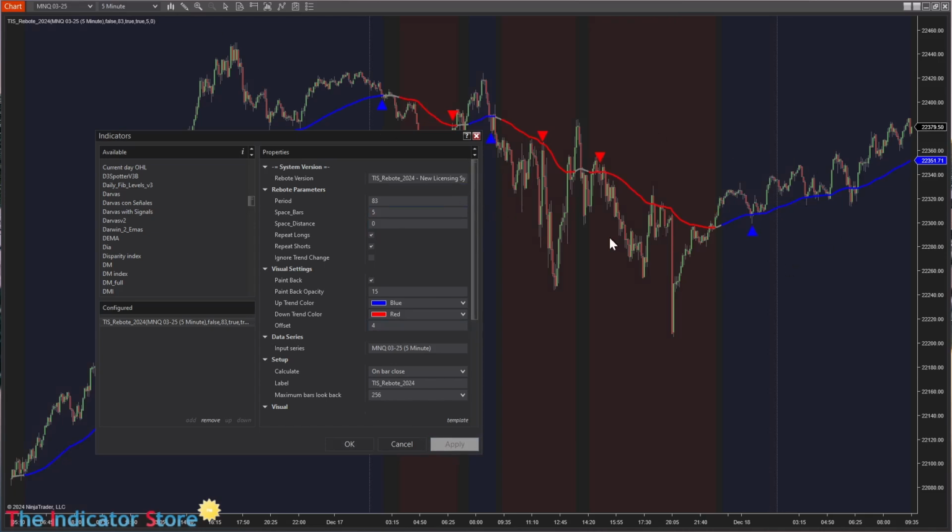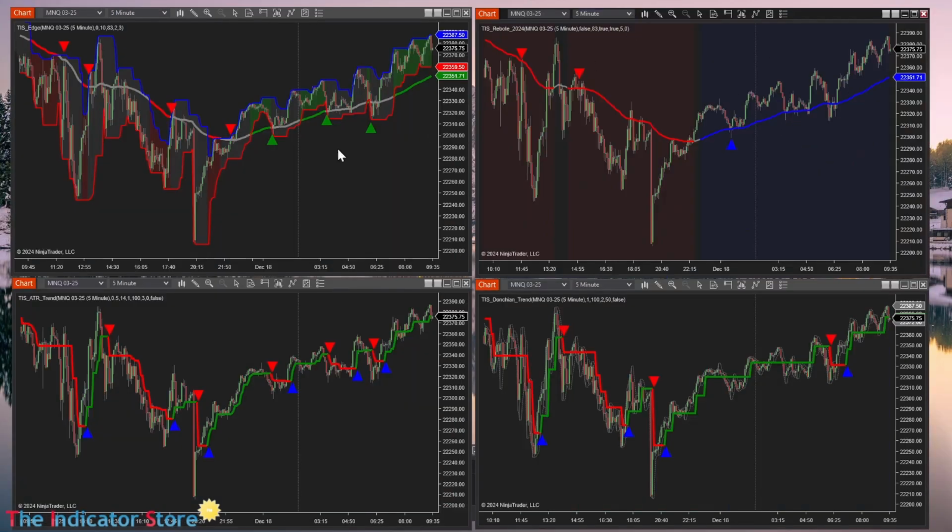All these indicators include a strategy, and they are also easily automated with Builder, so you can create your custom strategy for this, adding filters or more conditions. You can repeat or not repeat signals. That depends on what you want to do with this indicator. So those 2 indicators, the Edge and the Rebote, are trend followers. We are bouncing over a moving average, and it is the average of the price action.